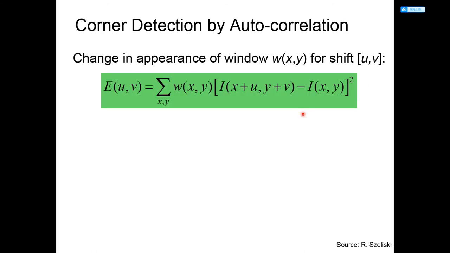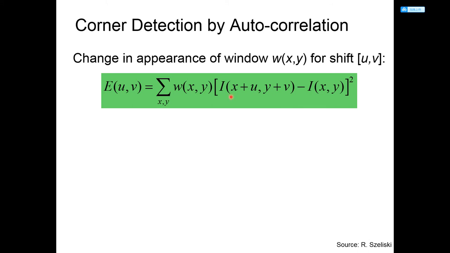So now let's go into something a little bit technical. The idea is pretty simple. Basically, think of I as the image here. Now if we shift the image a little bit by U and V and look at the difference there.